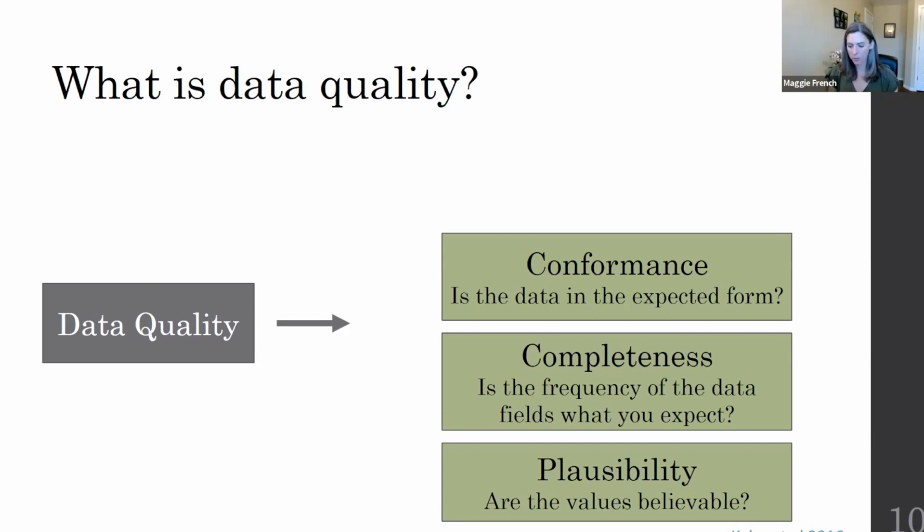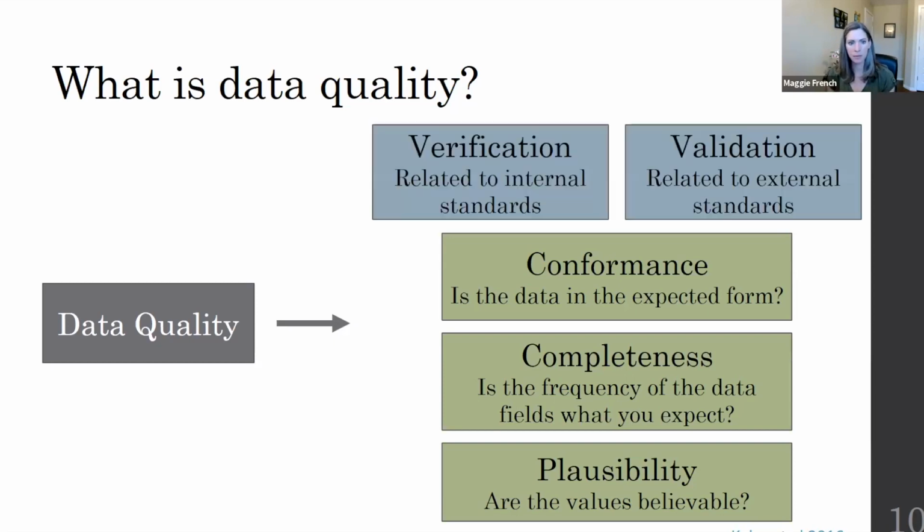Each of these 3 categories then has 2 components to it. The first is verification, which means that you're assessing these 3 categories of data quality in reference to some sort of internal standard. So with the database that I just showed you, we'd be thinking about what we expect from the healthcare system of Johns Hopkins. Whereas for validation, you're looking at things in relation to external standards. And we'll go through some examples in just a moment that distinguish between this verification and validation.